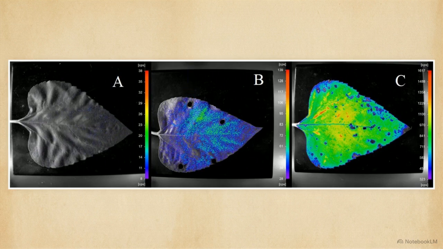Severe environmental factors, like drought, trigger a different reaction. This panel shows a leaf suffering from water deprivation, an abiotic stress, which produces a high-intensity red and yellow heat map spreading across the entire leaf structure. Comparing these states side by side reveals the scale of the stress response. The healthy control leaf emits a maximum of 38 counts per second. The drought-stressed leaf reaches 1,617 counts per second.